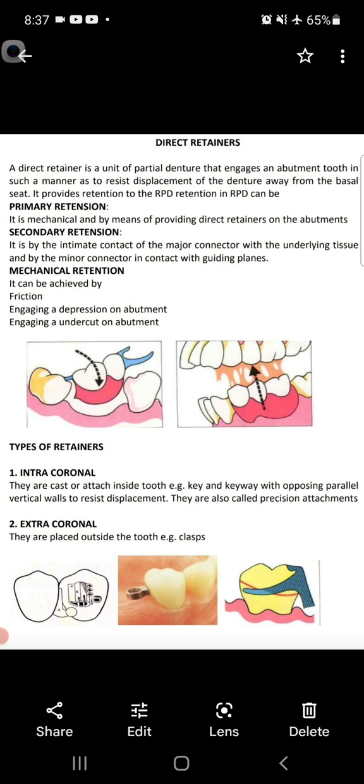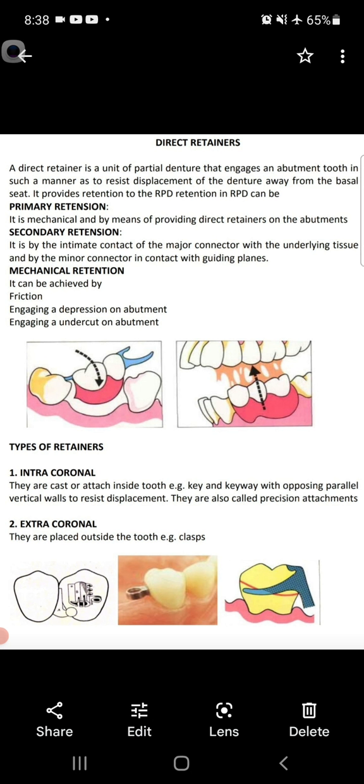For example, key and keyway with opposing parallel vertical walls to resist displacement. They are also called precision attachments. Remember, intracoronal retainers are also known as precision attachments. Second type is the extracoronal. They are placed outside the tooth, for example, a clasp assembly.